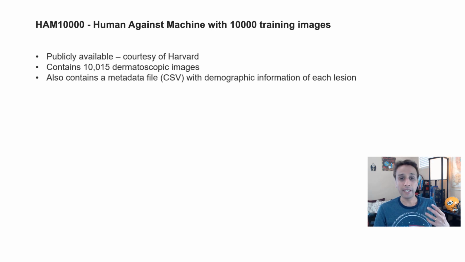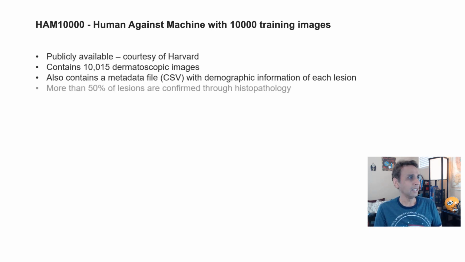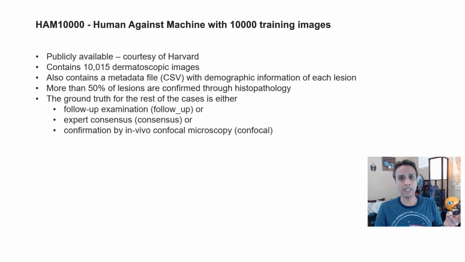And it also contains a metadata file, right? I mean, you have all these images dumped into 2 folders. We'll look at the folder structure in a minute. And for each of these images, it actually tells you which class it belongs to. Now, how did they know what class it belongs to? I'll get to that in a second. More than 50% of these are confirmed through histopathology. And the remaining 50% is either follow-up examination, or expert consensus, or confirmation by in vivo confocal microscopy. So there are basically 4 different methods. These are all confirmed, and each image is tagged with the appropriate metadata, which is contained in the CSV file.